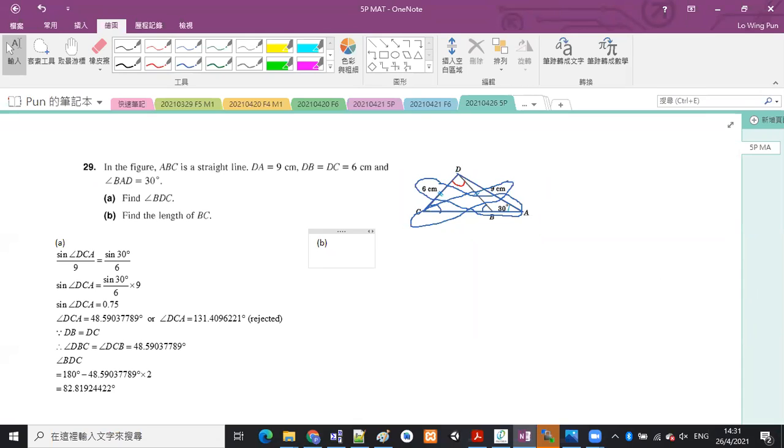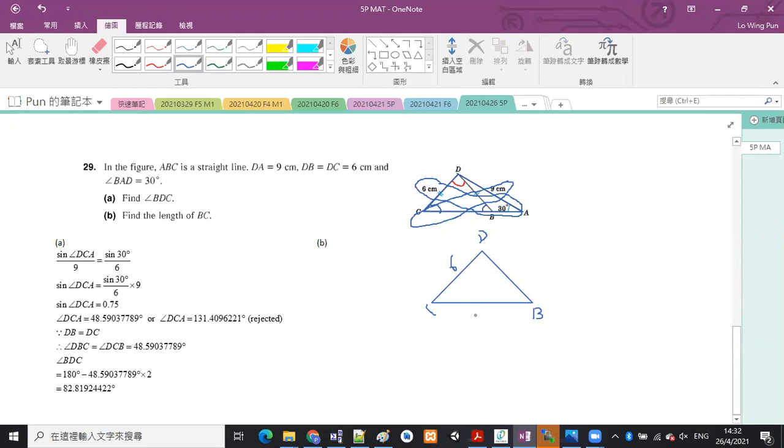Okay, then part B. So find the length of BC, and I think this will be easy, okay? Because in triangle DBC, we have found all the angles, and then we have one length. We have 2 lengths actually. So this is DBC, DCB. And this is 6. And I want to find CB.